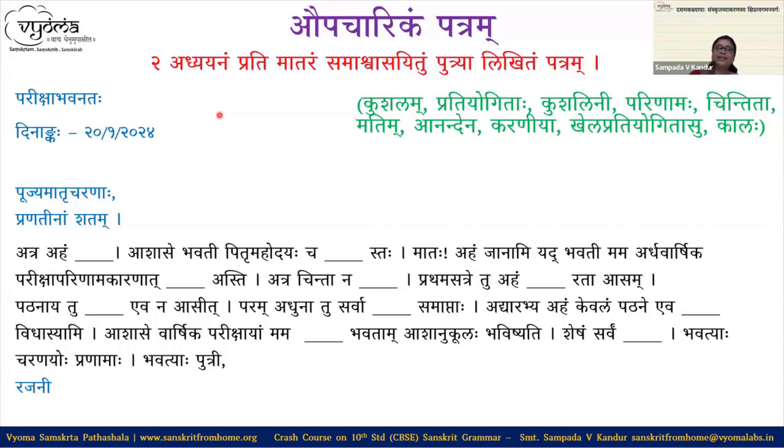Wait. Who is writing the letter? अत्र अहं कुशलिनी. Daughter is writing, right? Yes, ma'am. So kushalini. Kushalini will come. Yes. Any one more answer you want to give? Ma'am, the third blank, I guess it's chintita. Read the sentence. मातः अहं जानामि यद् भवती मम अर्धवार्षिकपरीक्षापरिणामकारणात् चिन्तिता अस्ति. Correct. Yes.